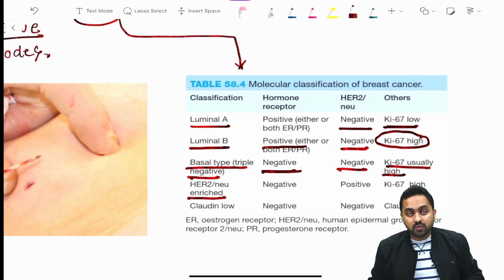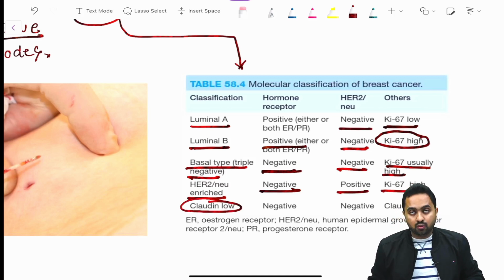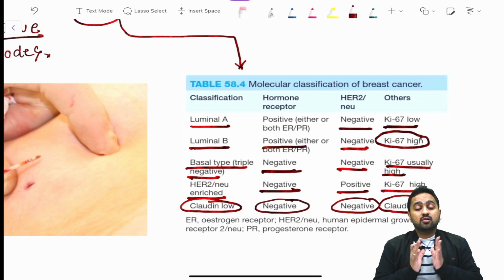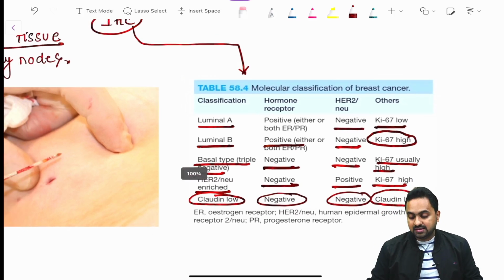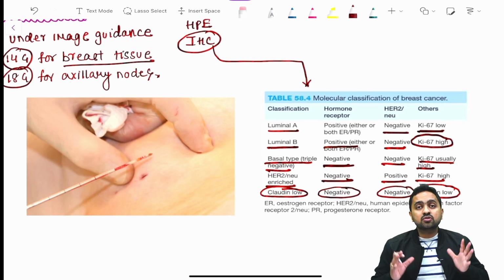In case of HER2 enriched, we have negative hormone receptors and a positive HER2 with the high Ki67. And then there is another entity which is your claudin low, that is your negative hormone receptor and a negative HER2 receptor with the low claudin content, right? So this is about your molecular classification of breast cancer. So these are your important points that you need to remember in your investigation of breast disease, which includes your triple assessment: clinical, radiological and pathological. Thank you.